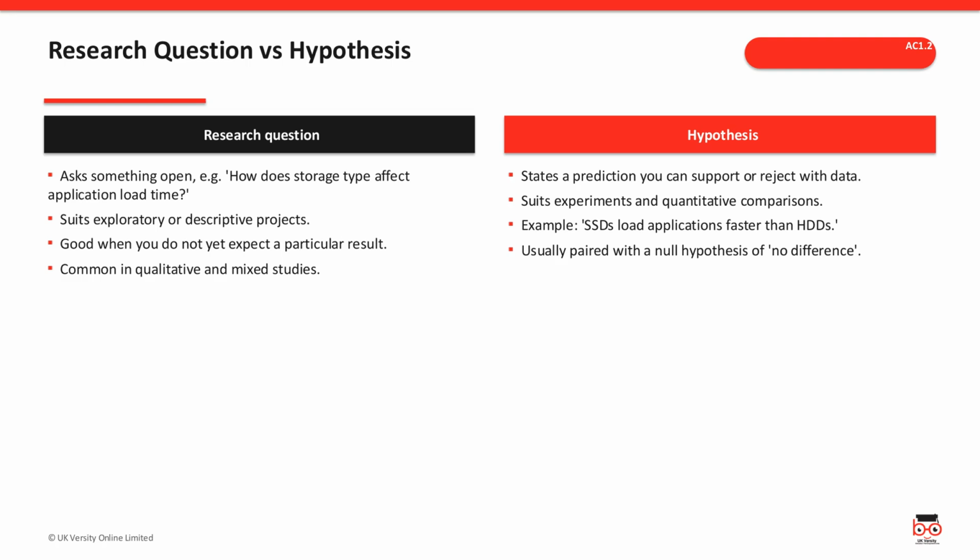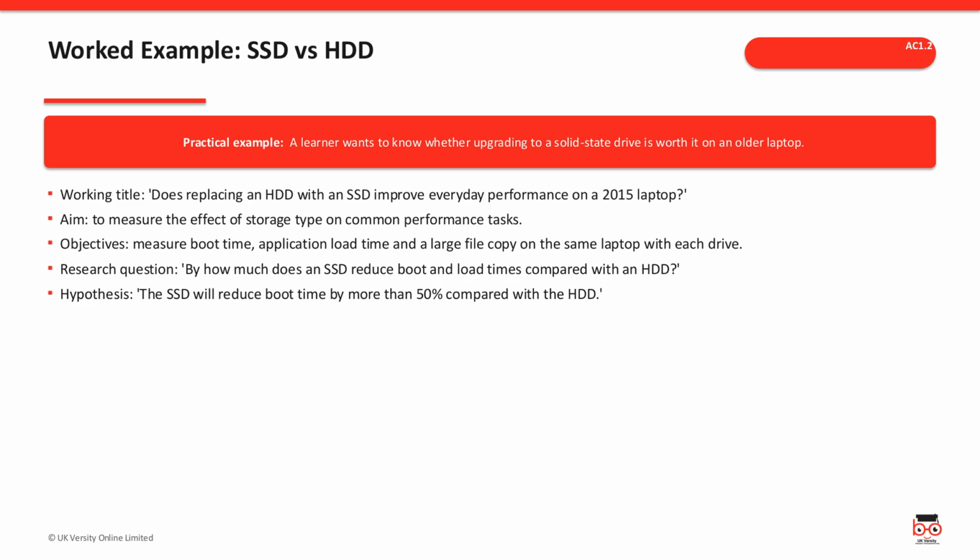A hypothesis instead states a prediction you can support or reject with data, such as solid-state drives loading applications faster than hard drives, and it fits experiments and number-based comparisons. The hypothesis usually comes paired with a null version that says there's no difference at all. Let's pull all of that together with a worked example.